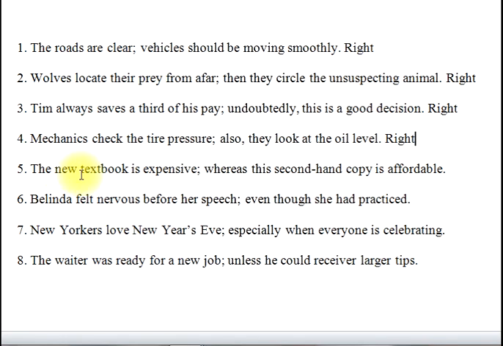Okay. The new textbook is expensive; whereas the secondhand copy is affordable. Let's take this out, put a period, capitalize the W. Do I have a properly constructed pair of sentences? Is this first sentence correct? Yes. It's a subject, verb, subject complement pattern, and it's capitalized. It's got an end stop. It's a good simple sentence.